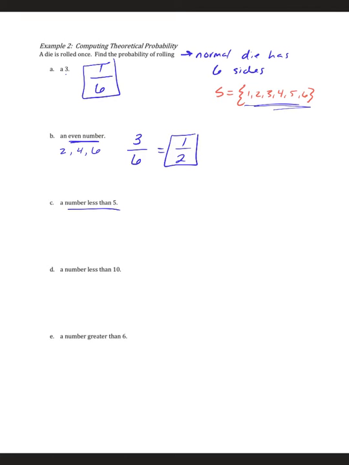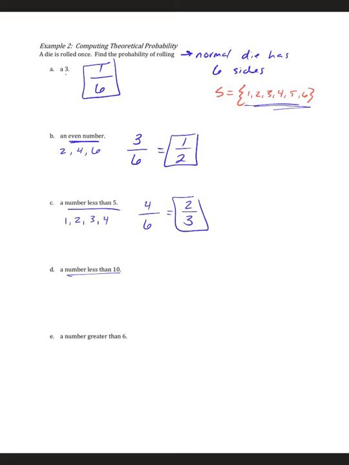Now a number less than 5, you could roll a 1, 2, 3, 4, but we can't roll a 5 because 5 is not less. Well, we see we have 4 total in the event that we're looking for out of 6 total, which would simplify to 2 out of 3.